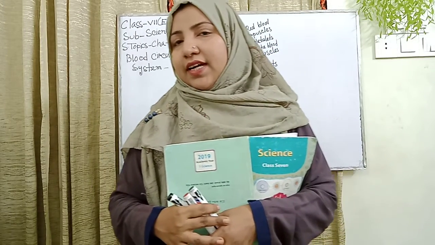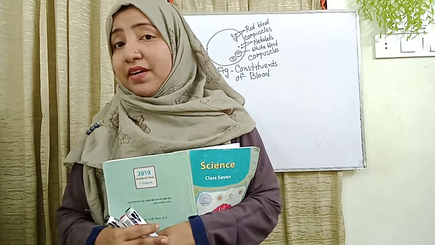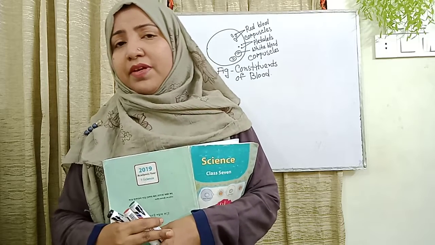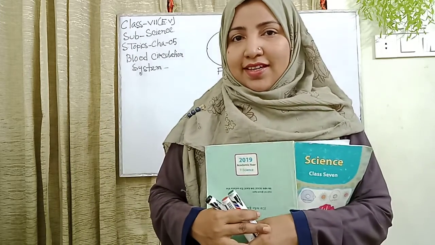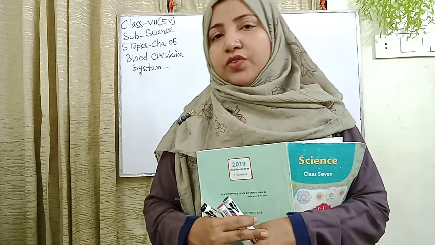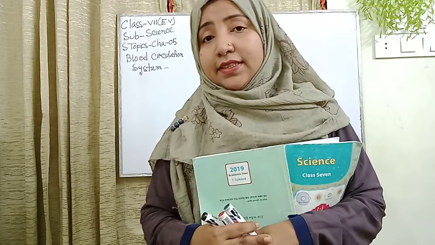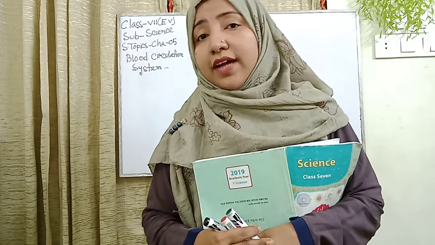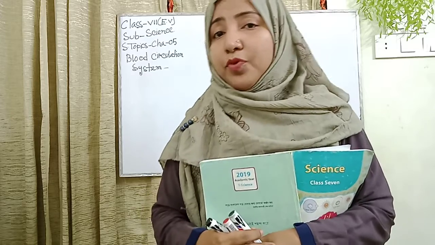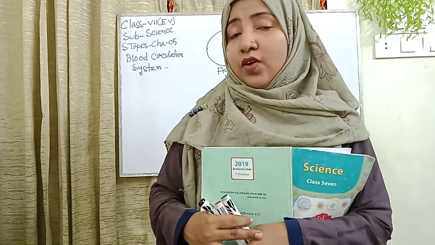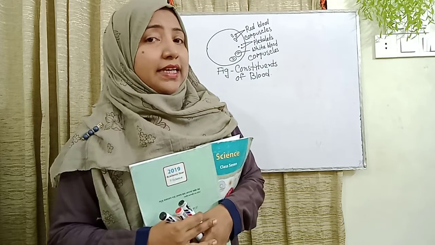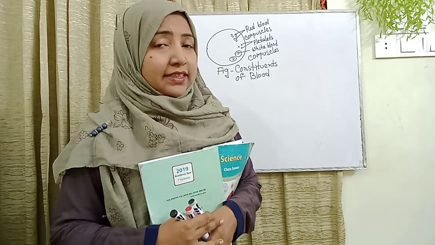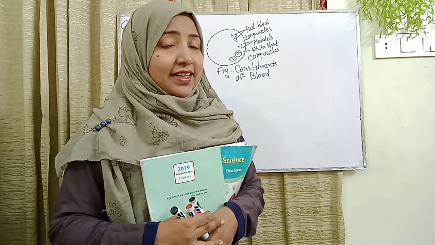We started chapter 5 in the previous class: the digestive system and blood circulation. In the previous class, we learned about the digestive system, how carbohydrate, amino acid, protein, lipid, etc. are produced. We also learned about the buccal cavity, stomach, small intestine and large intestine.